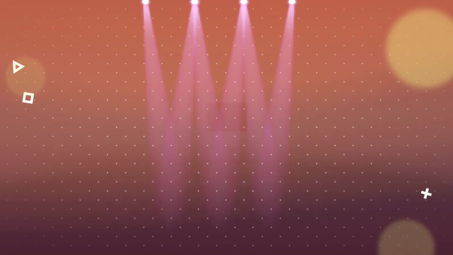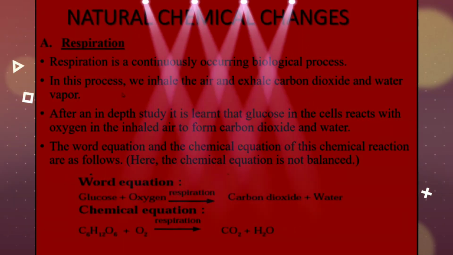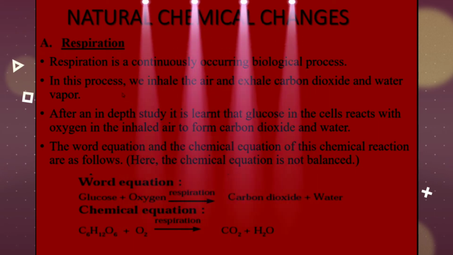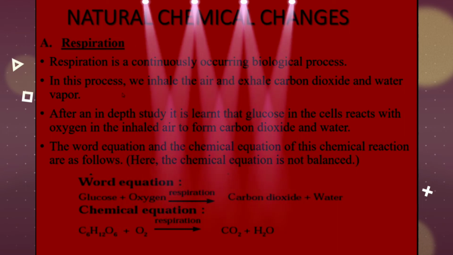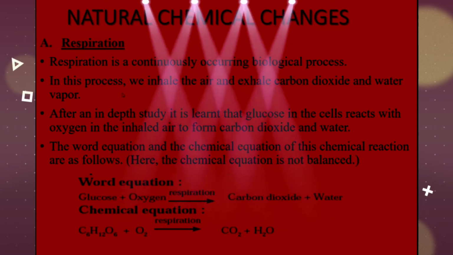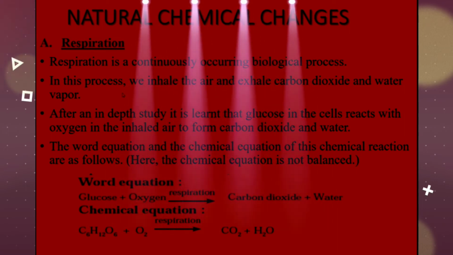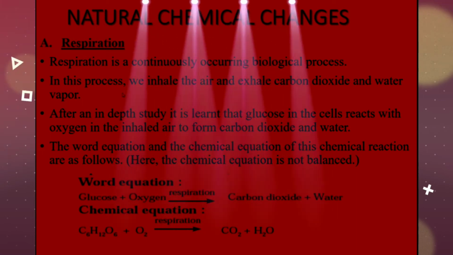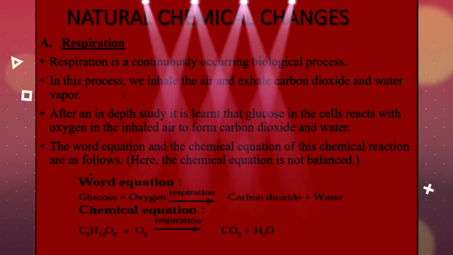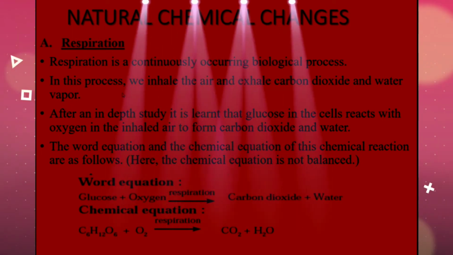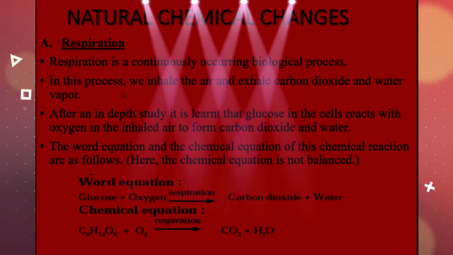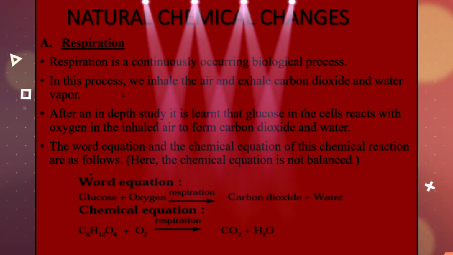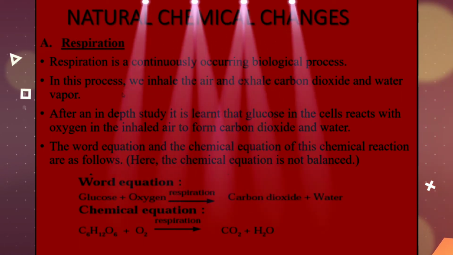Let us see the first, natural chemical changes, and in that first is respiration. Students, respiration is a continuously occurring biological process. In this process, we are inhaling and exhaling the air. And you know students, we inhale the air and we exhale the carbon dioxide and water vapor. After an in-depth study, it is learned that glucose in the cells reacts with oxygen in the inhaled air to form carbon dioxide and water.